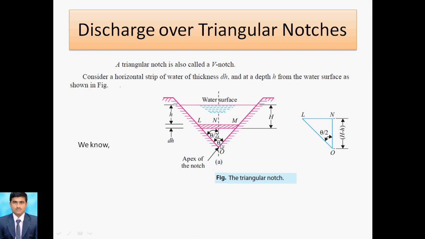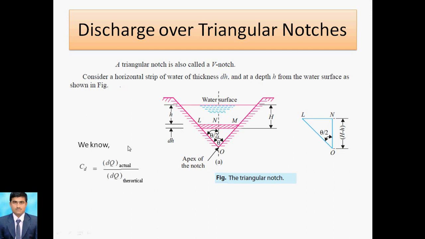The total head is H, and from that we can remove the small height, then we get the height of this, that is ON. How to calculate ON? The total head is H, and from N to this height we can remove this, so that becomes capital H minus small h. So this is regarding LN.